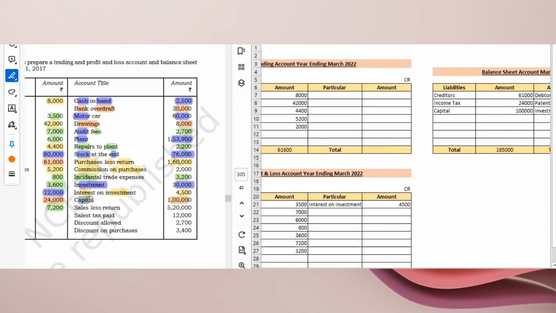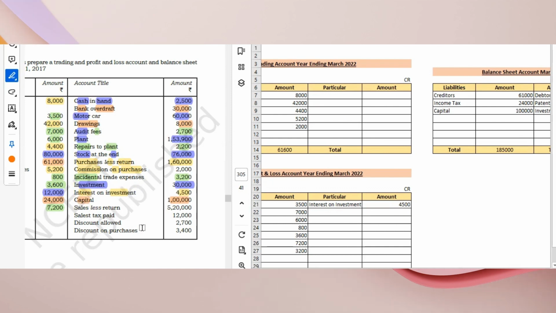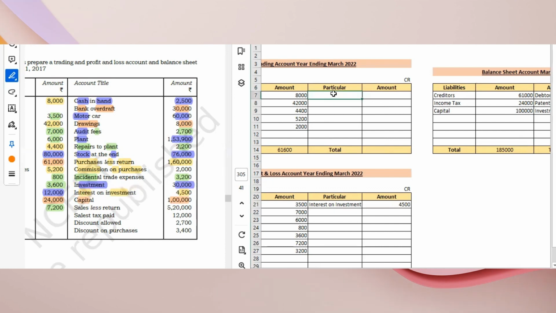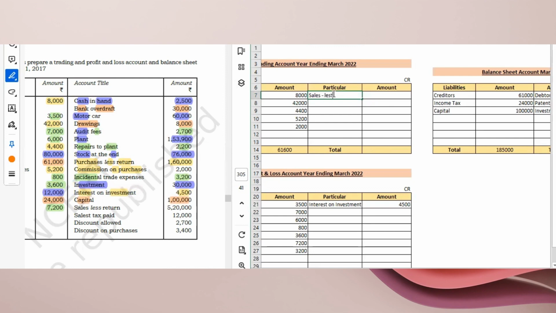Sales less return. Sometimes you are making sales and giving some discounts, and then you are receiving the payments. Usually sales will be put after your discounts, or the sales return product will be subtracted and net sales shown. But here in this statement, they are given directly. So you can mention sales less return, 5,20,000. So this is a trading account.